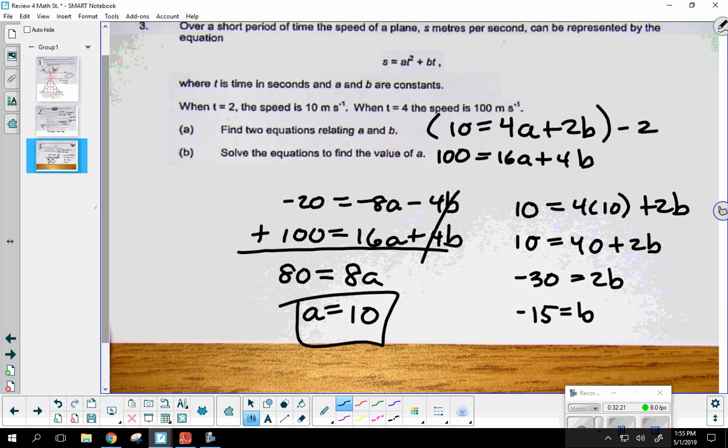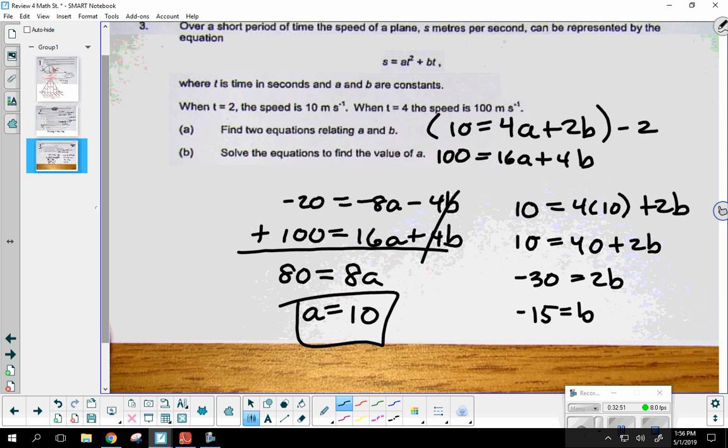Again, on the real test, if it gives you something like this and says find A, you're probably going to be tempted to go ahead and find B because it's math and you're going to want to do it. But I would advise against it. I just did it here for the practice. You're only going to have 90 minutes, so you want to be very mindful of that. All right, I was pretty confident we were going to get Review 4 done today, and we did.